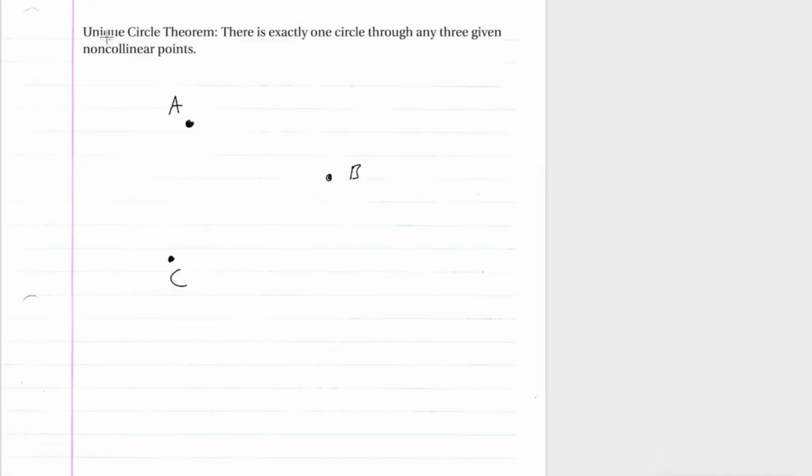All right, so we're going to prove the unique circle theorem, which states that there is exactly one circle through any given three noncollinear points. So, through any three noncollinear points, we can always draw a circle. First, I'm going to draw the circle, but then I'm going to prove why we can draw a unique circle with any three given points. So, here is our circle. As you can see, I was able to fit all 3 points within the circle. But let's go ahead and prove why we were able to do that.